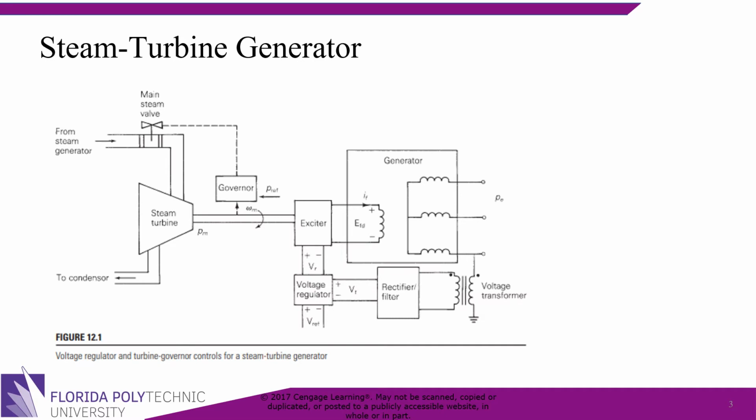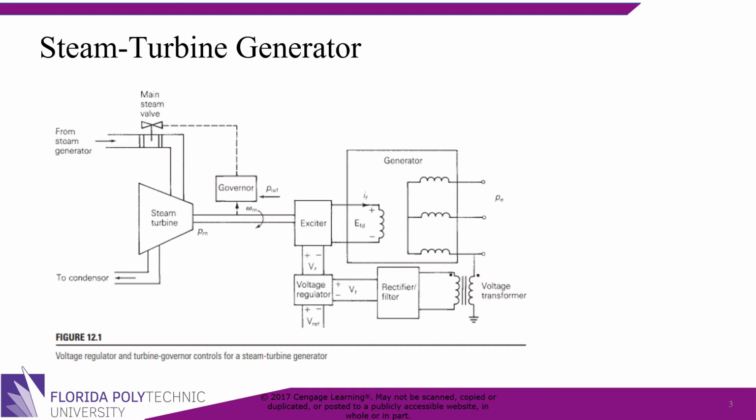Here we have a steam turbine generator. This turbine governor shown in figure 12.1 adjusts the steam valve position to control the mechanical power output PM of the turbine. When a reference power level Pref is raised or lowered, the governor moves the steam valve in the open or closed direction to increase or decrease PM.